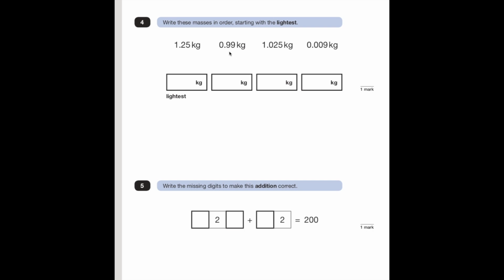So looking at what we've got, we have tenths and hundredths on this one here. We have 0.99, which is virtually 1 kilogram, very close to 1 kilogram. And this one here is 0.009, so that's 9 thousandths of a kilogram here. So that one is going to be the smallest. Therefore, it's going to be the lightest. Working up then, this would be the next one, 0.99, still less than 1 kilogram. And then we have 1.025. There's nothing in that tenths column there, so that one's going to be less than this one. 1.025, and finally 1.25 kilograms.